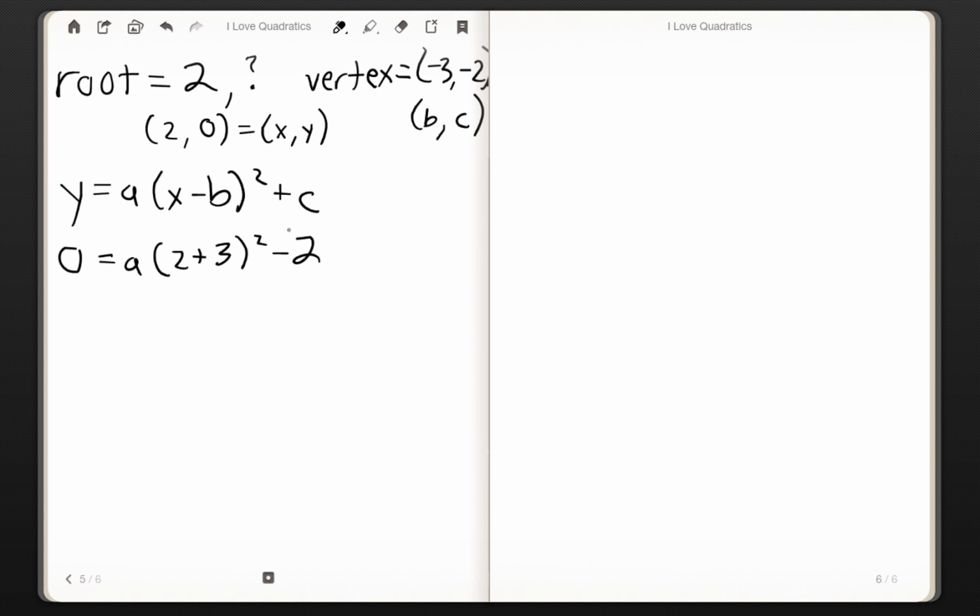and c of -2. So now we only have a that we need to solve for, so we can do that. So we're going to get 5 squared times a, that's 25a equals 2. A will equal 2 over 25.